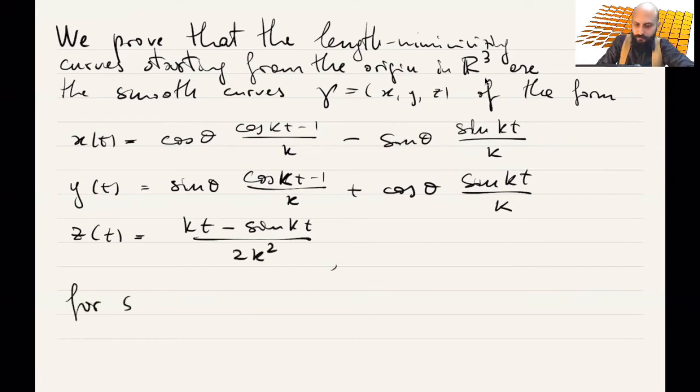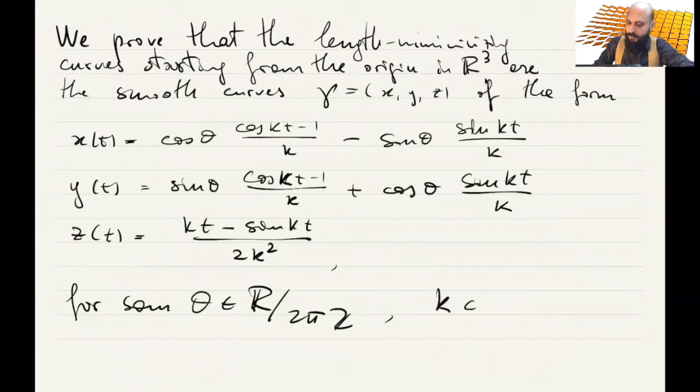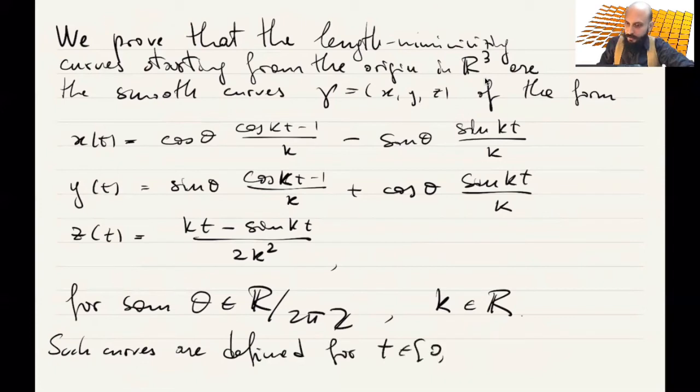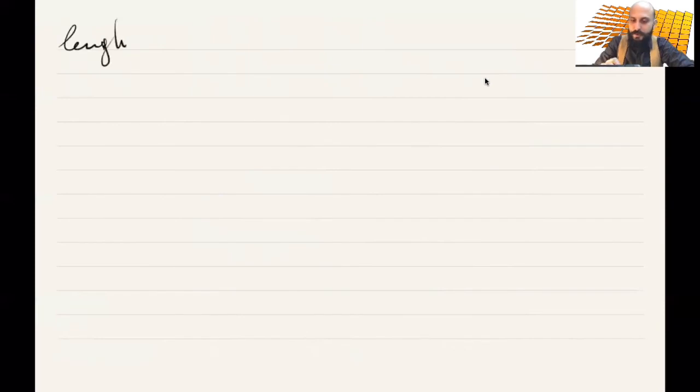And this is for some parameter theta, which is an angle in R mod 2 pi Z, and another parameter we'll think of as the curvature of the circle. Okay, so such curves are defined for t in the interval 0 to pi over norm of k, right? Up to this point they are minimizing and have length. So what's the length? The length was a circle of radius 1 over k. So the length is 2 pi over k. Okay.